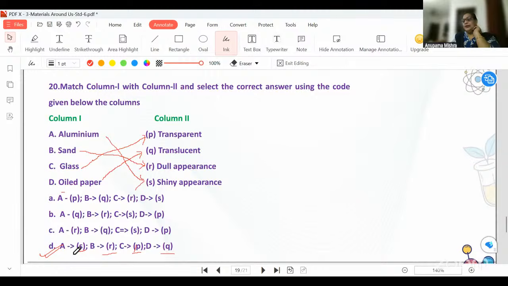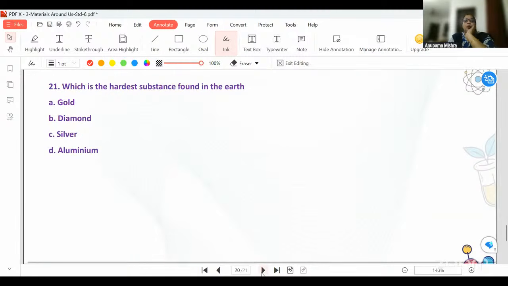Okay, fine. So, next comes your last question of this session. That is the question number 21. Which is the hardest substance found in the earth? Gold, diamond, silver, aluminum. Yeah, option D is correct. Shivansh Das is correct. Okay, the answer is diamond.